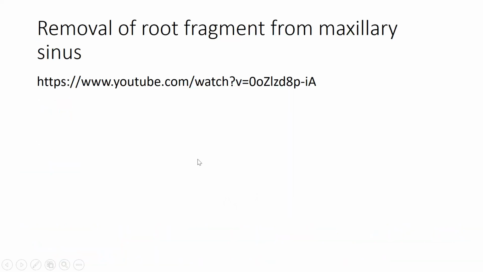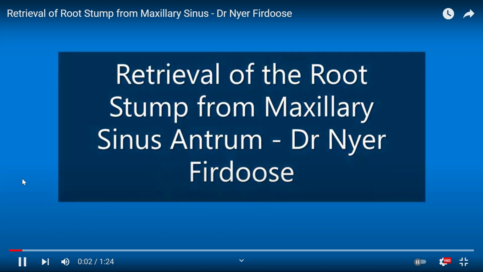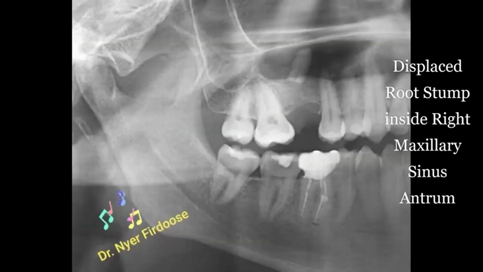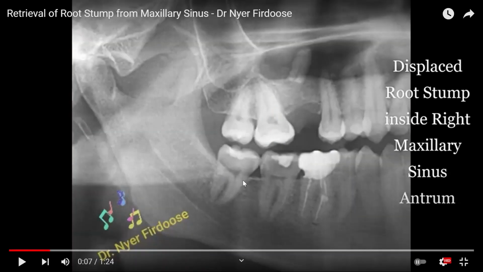So now I will show you. In this X-ray, we can see here that one of the roots of the first upper right molar has been displaced into the maxillary sinus, probably during an extraction.